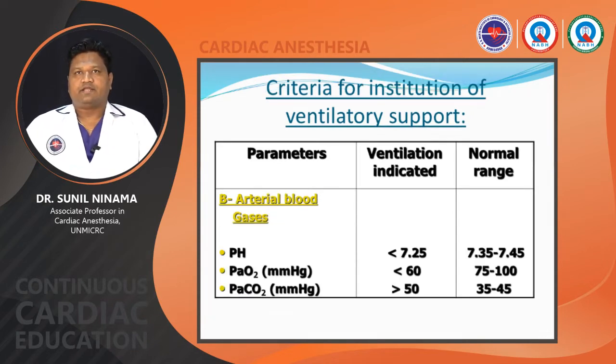You also have to look at the criteria for institution of ventilatory support by looking at the ABG. If the pH of the patient is less than 7.25, the PaO2 is less than 60, and the PaCO2 is more than 50, then this patient requires mechanical ventilatory support.